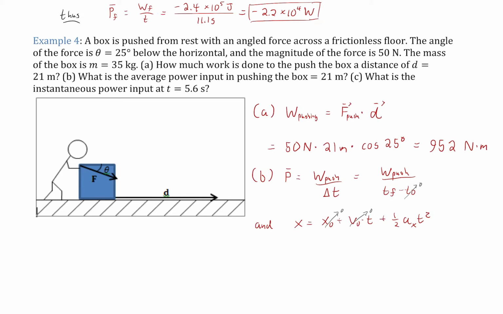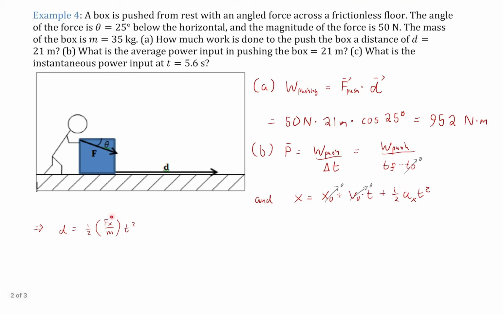So we know that we're going to go 21 meters, so we know our x. And for C, we know the acceleration if we set up the right equation to do so. The acceleration is just the x component of the pushing force over mass. How do we know that? Well, just think about the free body diagram here, right?